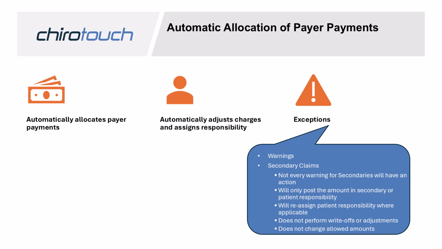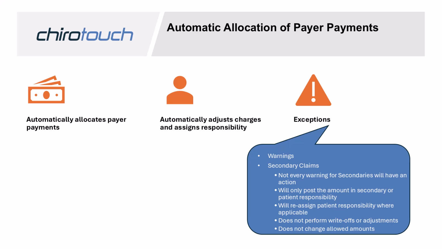Well, first are warnings, which we'll get to in just a moment. But second, secondary claims have quite a few nuances at the moment, and so we want to highlight those so you know what to expect. Not every warning for secondaries will have an action, so you might receive a warning that you have to manually interact with in the system.